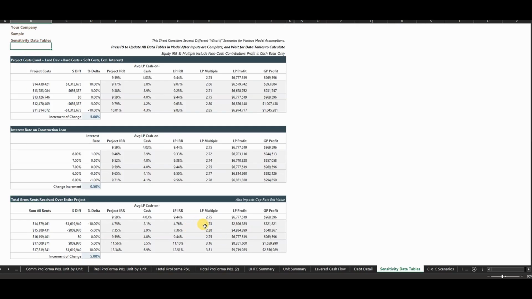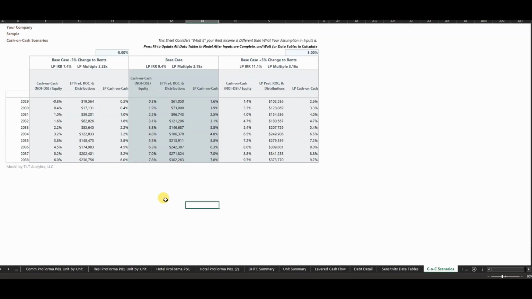The next sheet over, we also have sensitivity tables for cash on cash scenarios. So here's your base case based on the inputs in the model. Here's the actual payouts to the LP in each year and the LP cash on cash. And then this looks at, well, what if your rents are 5% higher? How does that affect cash on cash? What if your rents are 5% lower? How does that affect cash on cash? And of course, again, blue cells indicate that you can change the percentage increment that you want to evaluate.